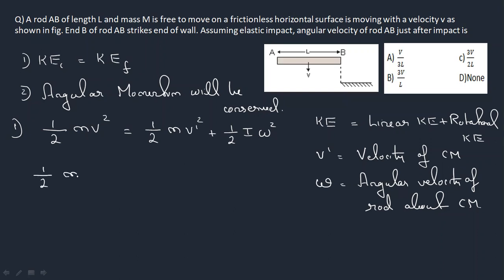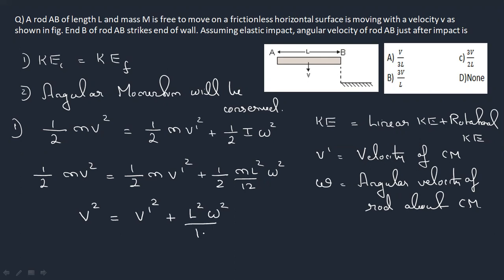So half m v square is equal to half m v dash square plus half times m L square by 12, which is the moment of inertia, times omega square. The halves and m cancel out, and we get v square is equal to v dash square plus L square omega square by 12. Consider this as equation 1.